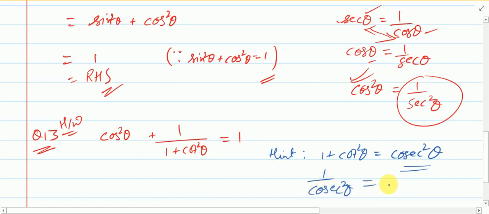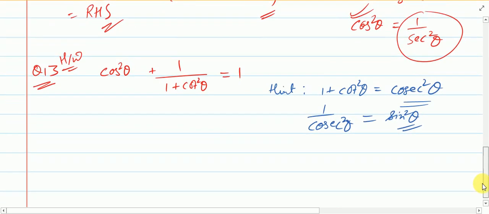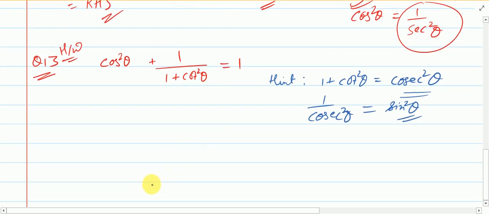But this is nothing but sine square theta. So put there and then use the identities. You will be able to write down the answer. Okay, so this was your question number 13.